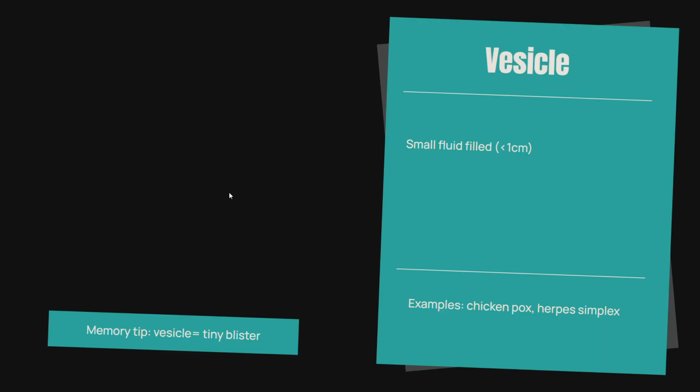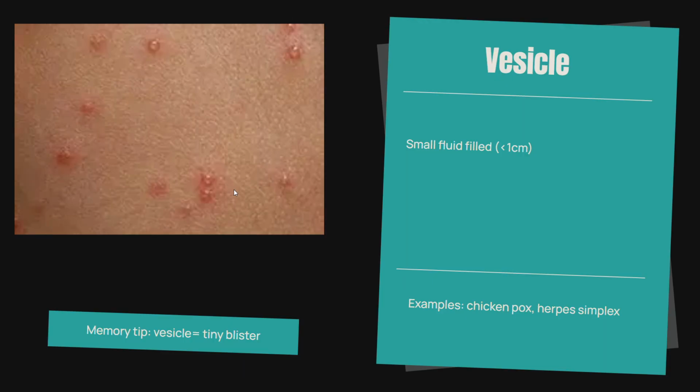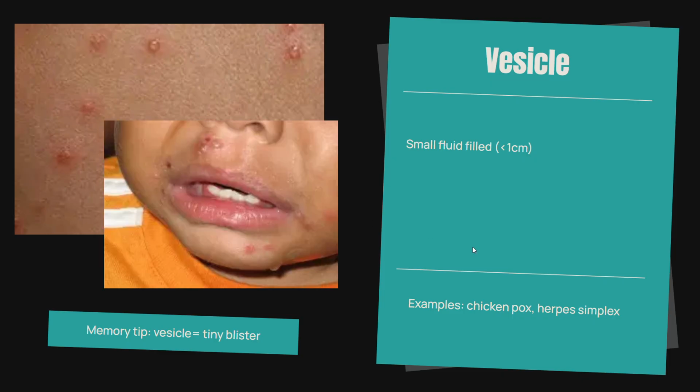Now let's talk about the fluid filled lesions. These are usually very easy to identify. A vesicle is a small fluid filled lesion which is less than 1 centimeter. You can think of it as a tiny blister. More common examples are chickenpox or herpes simplex.